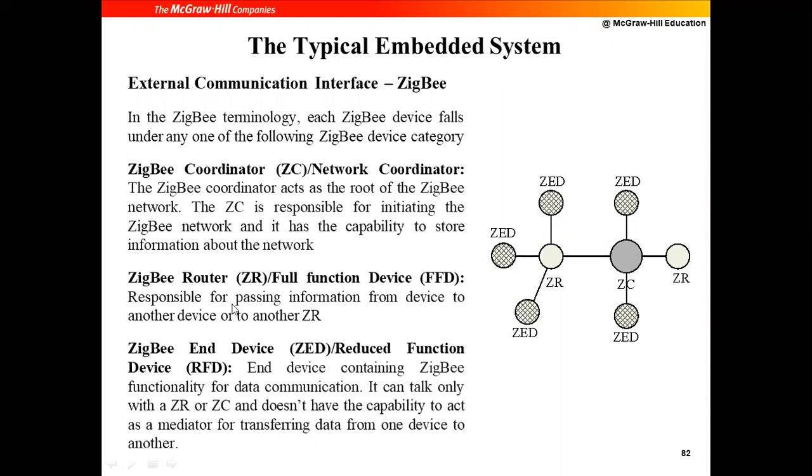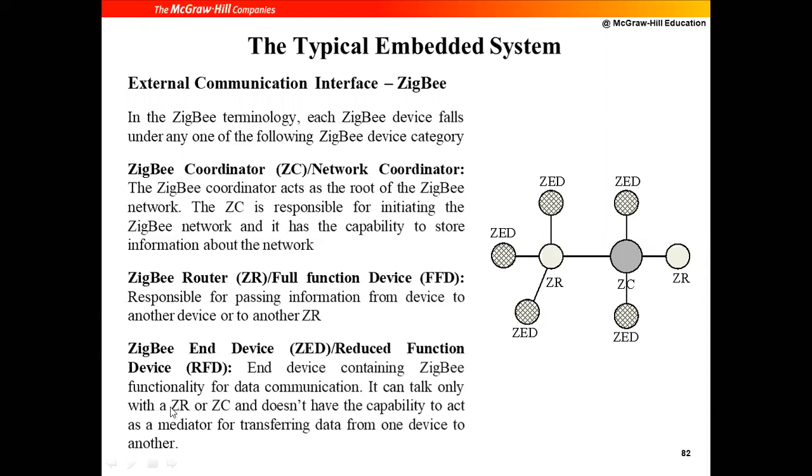As you know, the distance of this communication is very short. Through this ZigBee router, we can increase the communication length. For passing information from one device to another device, we may require this router. ZED is nothing but ZigBee end devices. This end device contains the various devices where you are supposed to transfer the data, containing ZigBee functionality for the data communication.